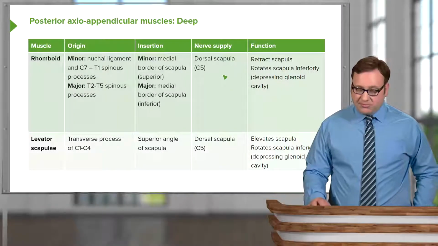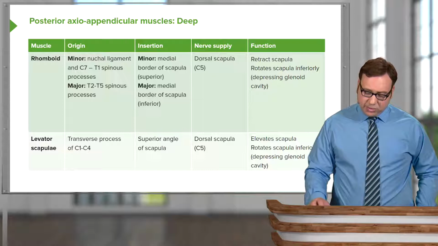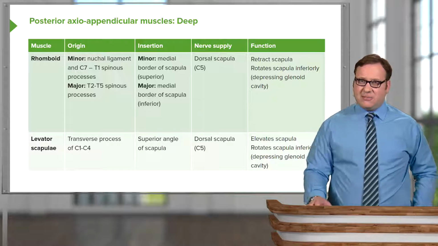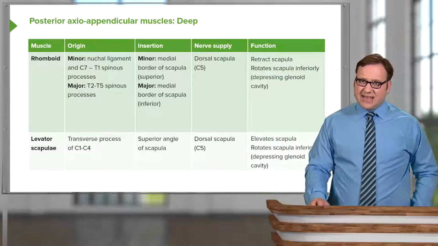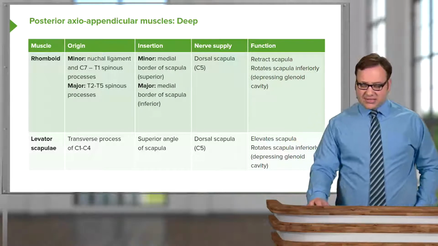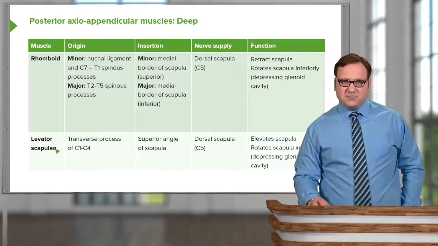Both of these muscles are supplied by the dorsal scapular nerve coming from C5, and it's important in being able to retract the scapula, so pull the scapula backwards, and also rotate it inferiorly. So rotate the scapula inferiorly, which serves to depress the glenoid cavity.